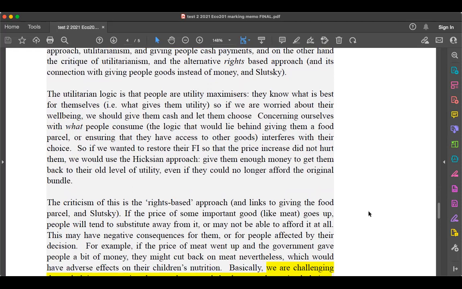You know, based on what I just said, rational, independent. So if we are worried about their well-being, we should give them cash and let them choose because they think they know what they want.